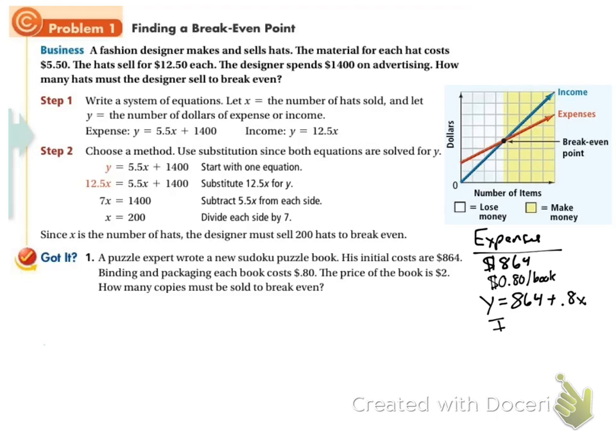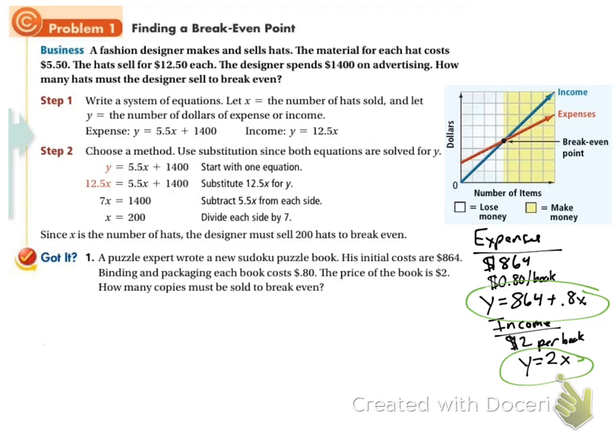And then our income is just that $2 per book. So we get y equals 2x, because we get $2 for every book. We don't just get $2 once. We get $2 for every book. And then I'm going to solve those. So here's my 2 equations. And I need to decide what's the best way that I could solve these.